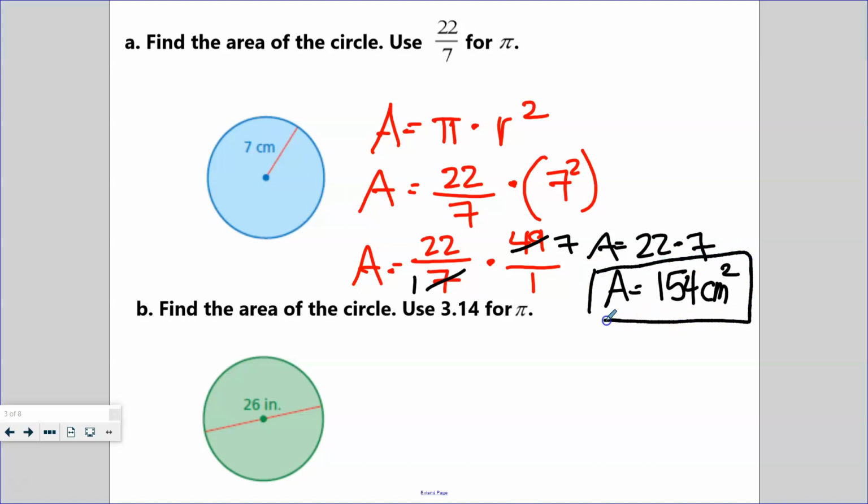Because remember, area is always units squared. And why is that? Okay, so what we're actually doing up here is we're saying right here with this r squared, it's saying that it's 7 centimeters times 7 centimeters. So we multiply our numbers together, we get 49, but we multiply our units together and we get centimeters times centimeters, which is centimeters squared. Okay, so that's how the centimeters squared comes into play.